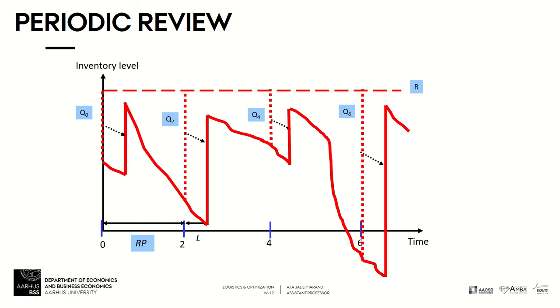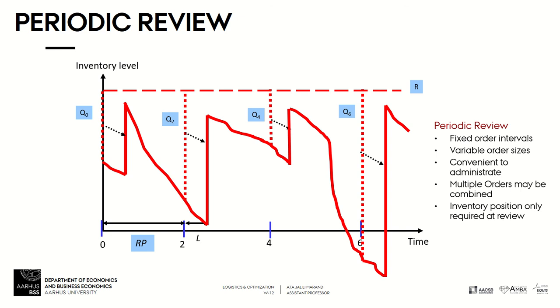This is what we call a periodic review system, in which the order intervals are fixed. Here we have 2 weeks, but on the other hand we have a different order size each time we make an order.